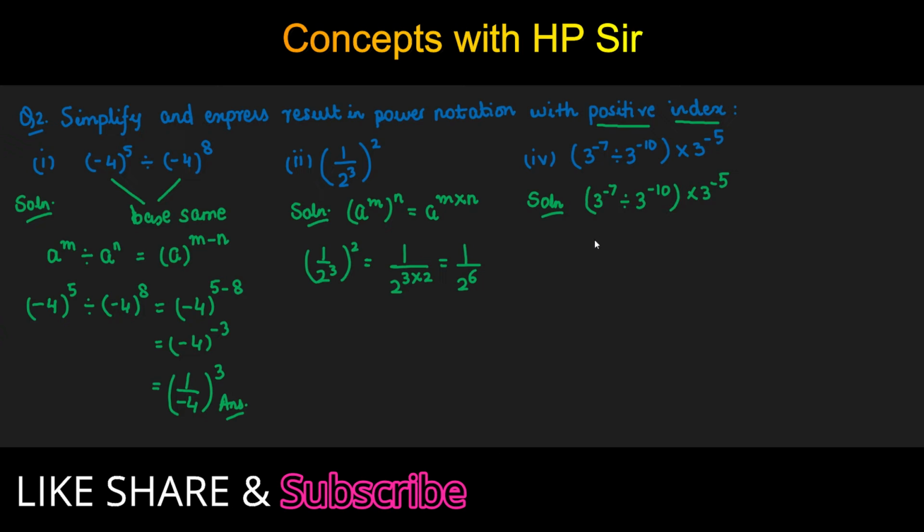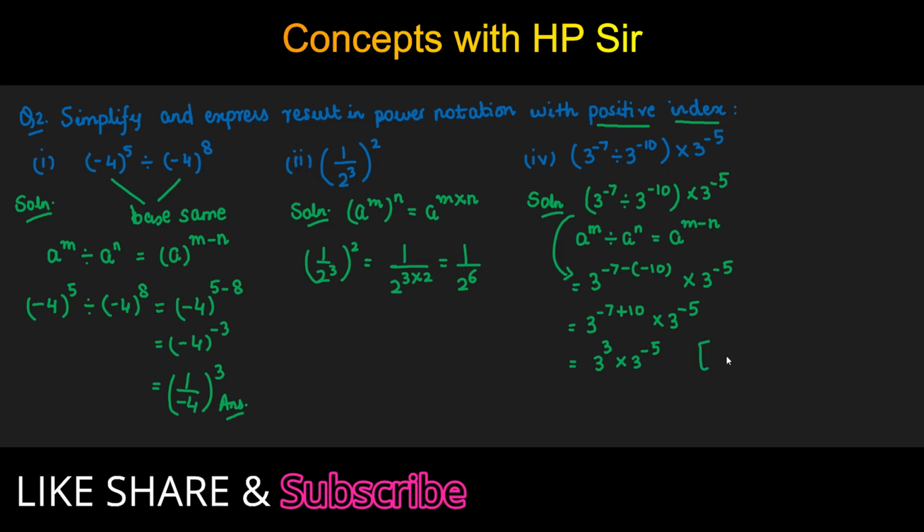So within the brackets we can again apply the same property that a to the power m divided by a to the power n is equal to a to the power m minus n. So this can be written as 3 to the power minus 7 minus 10 into 3 to the power minus 5. Then 3 to the power minus 7 plus 10 into 3 to the power minus 5.